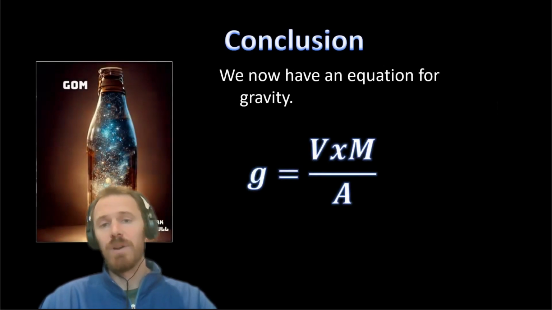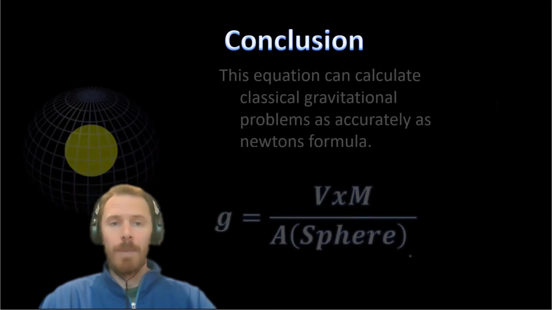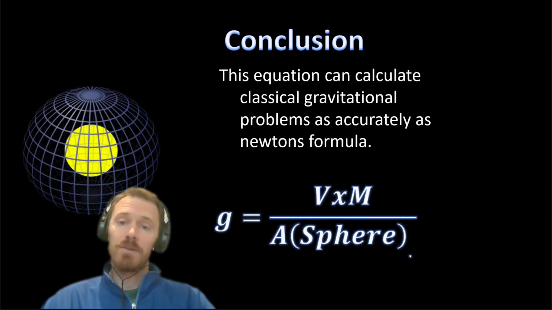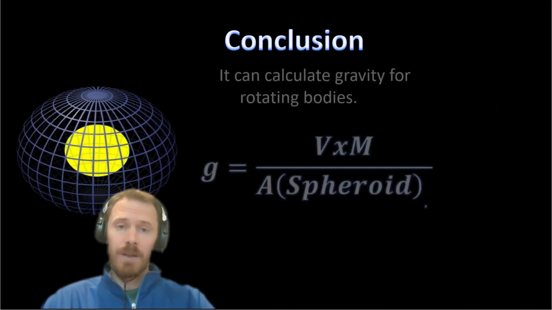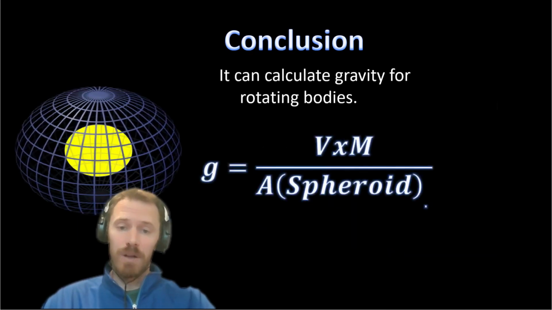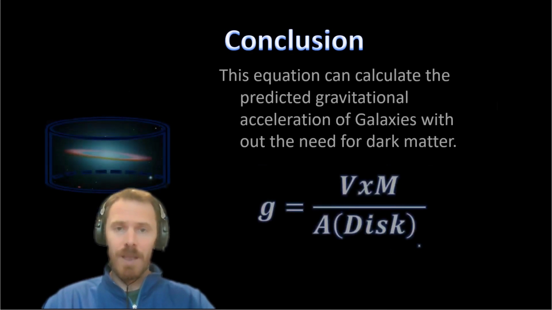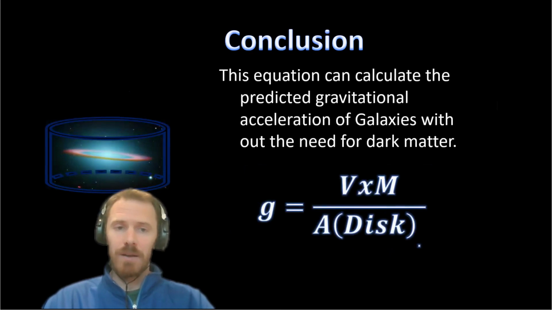Okay, so in conclusion, we now have an equation for gravity, G equals V x m over A. This equation can calculate classical gravitational problems as accurately as Newton's formula for gravity by using the distribution of gravity as a sphere. It can calculate gravity for rotating bodies using the distribution of gravity as a surface area of a spheroid. And it can now calculate the orbital velocity or the gravitational acceleration of galaxies using the distribution of gravity as the surface area of a disk.